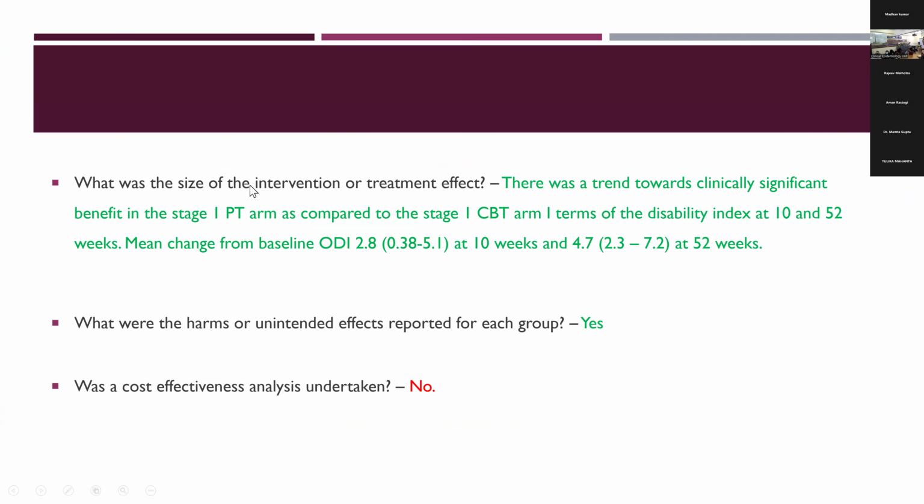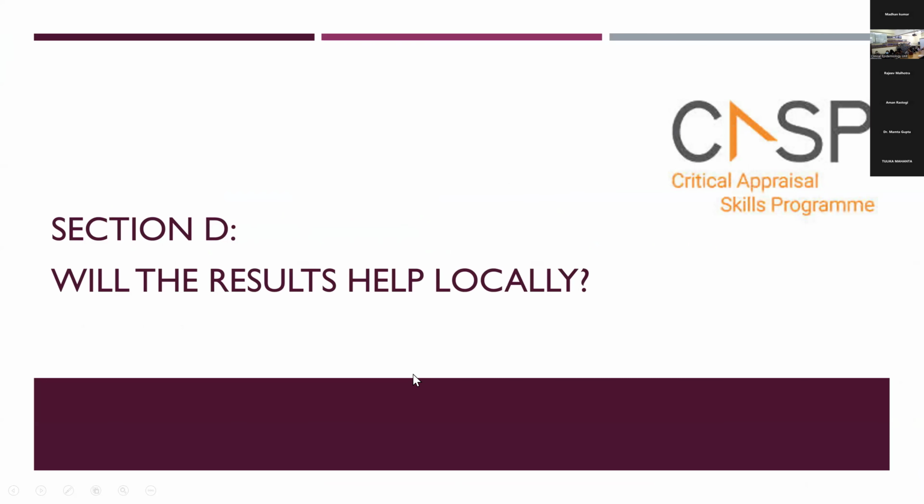So what was the size of the intervention or treatment effect? There was a trend towards clinically significant benefit in the stage 1 PT arm as compared to the stage 1 CBT arm. What were the harms or unintended effects reported? Yes, and cost effectiveness analysis was not undertaken.